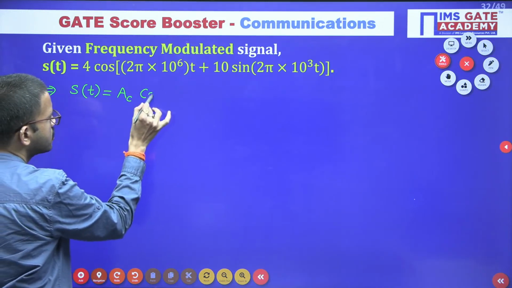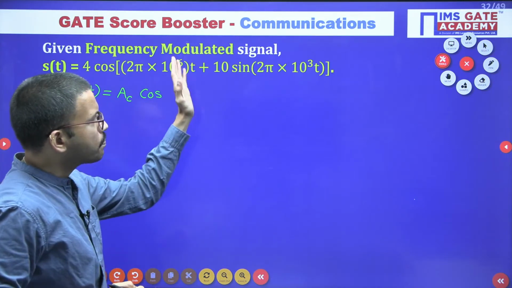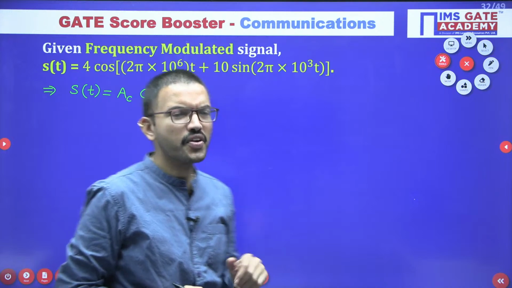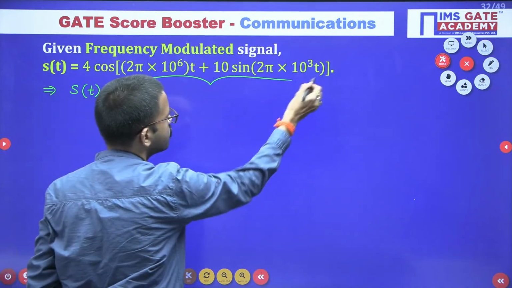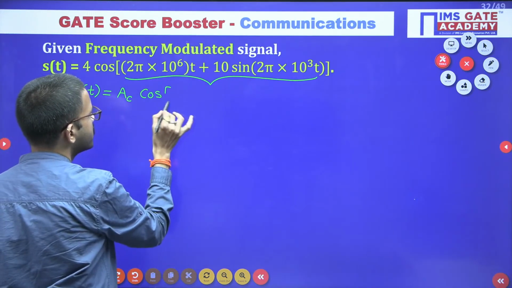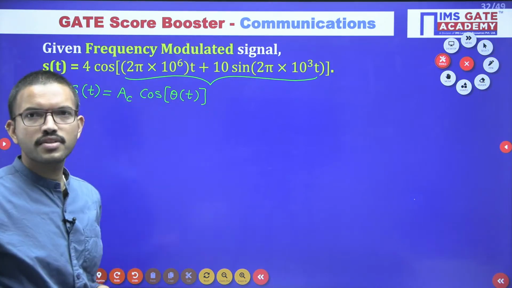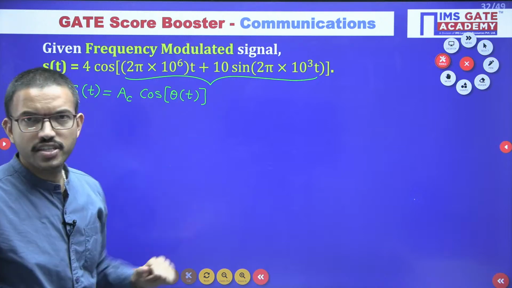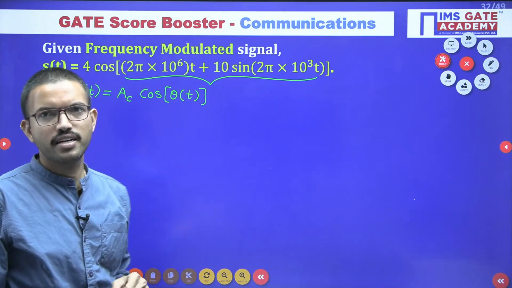Ac into cos. Earlier we have discussed the standard format like 2 pi fc t plus beta sine 2 pi fm t. Okay. Now whatever you have here, this overall term, in simple form you can represent like this: cos of theta of t. Ac cos theta of t. So this entire term you can represent as the angle term.